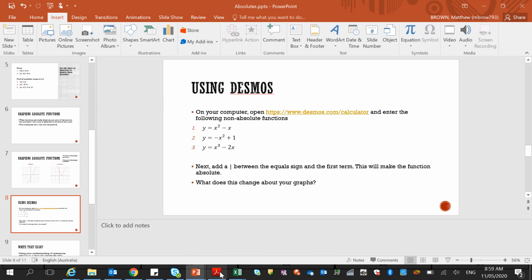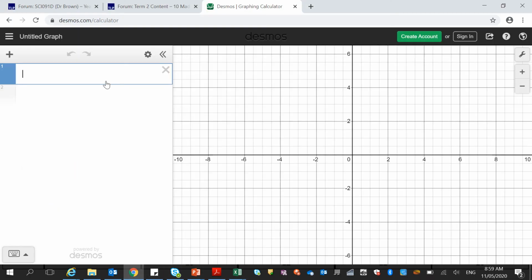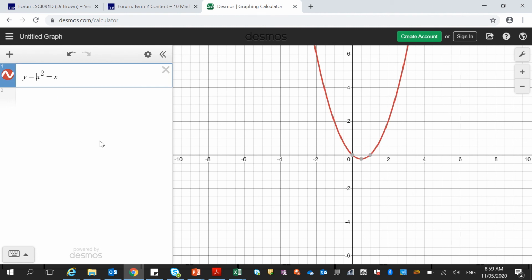So x squared minus x. y equals x squared minus x. Boom. Relatively simple. Now what we're going to do is we're going to click here and we're going to go shift and then backslash to give us the vertical line. And we can see here that what was below the x-axis has now been reflected to be above the x-axis. And you can see how this has changed.